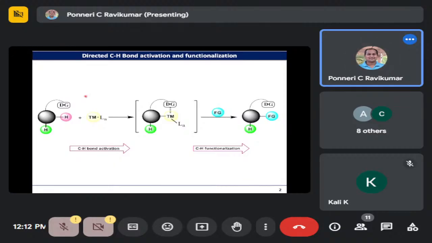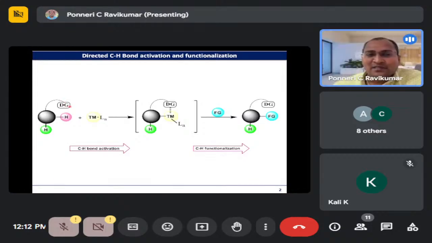This is a very recent development in organic synthesis. Here you can see there are two CH bonds. One CH bond is close to this DG. This DG means directing group. What happens is this directing group coordinates with the metal and then activates the proximal CH bond, the bond that is closer to the DG, and forms a carbon metal bond. This process we call CH bond activation.